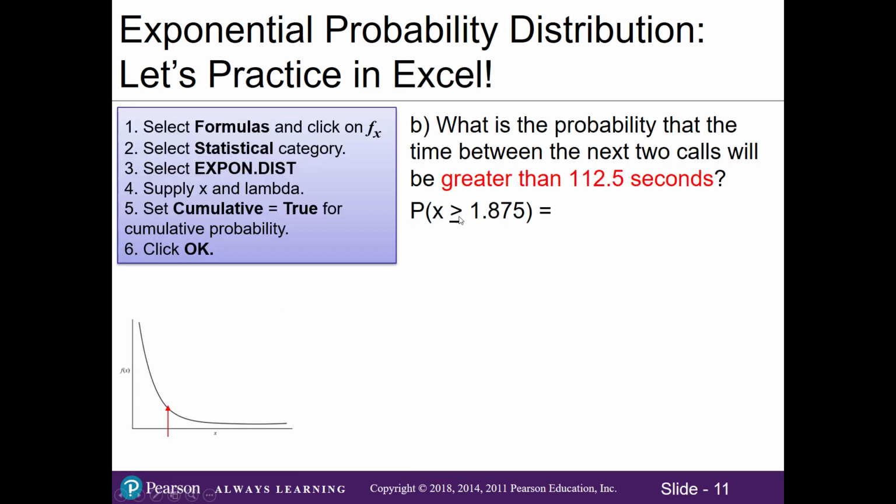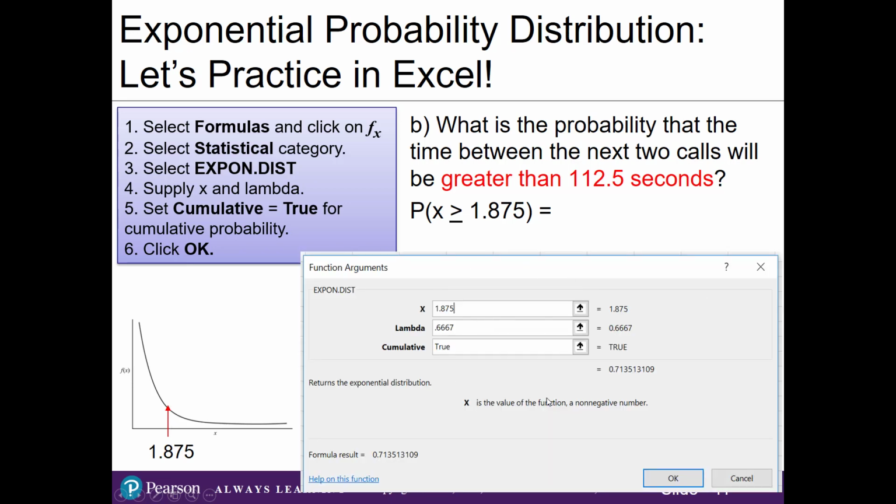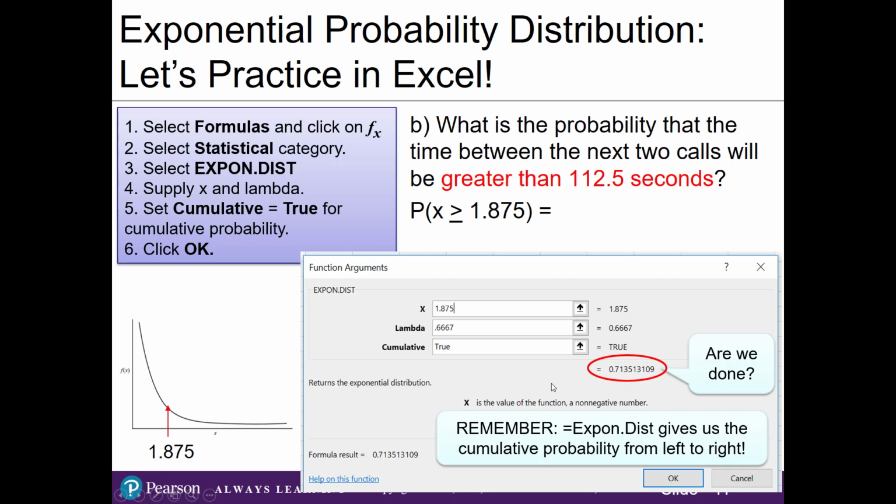For this scenario, again, we're setting up the probability by converting 112.5 seconds into minutes of 1.875. So here's my 1.875. And using my Excel, I plug in my 1.875 for my x, my 0.6667 for my lambda. I'll type in true for the cumulative, and then click OK. So here's our probability at 0.7135. So note though, our exponential distribution gives us the cumulative probability from left to right. That means it's this area right here is 0.7135.